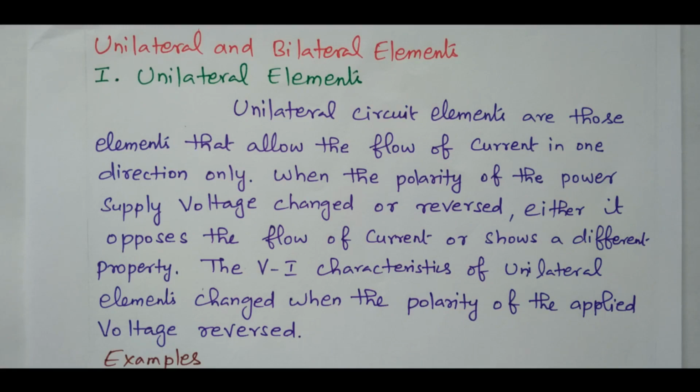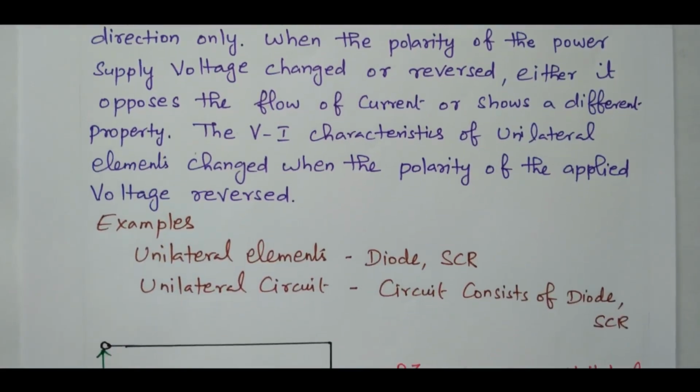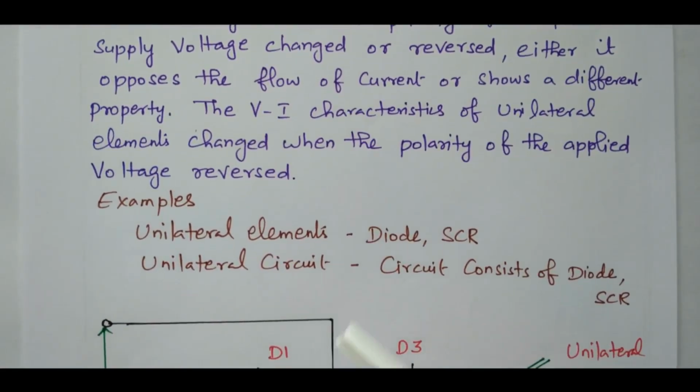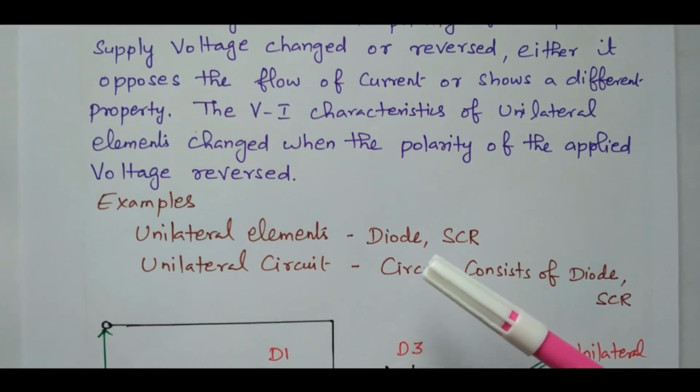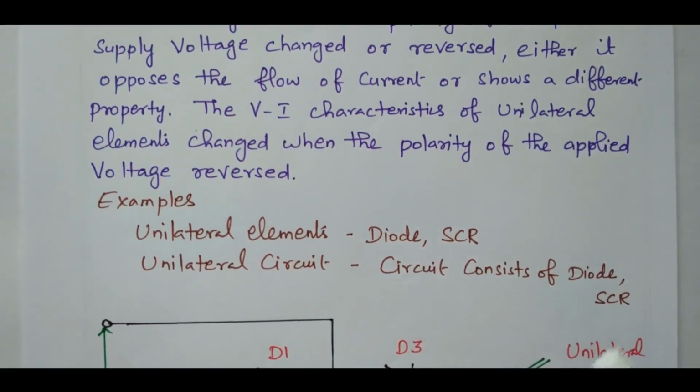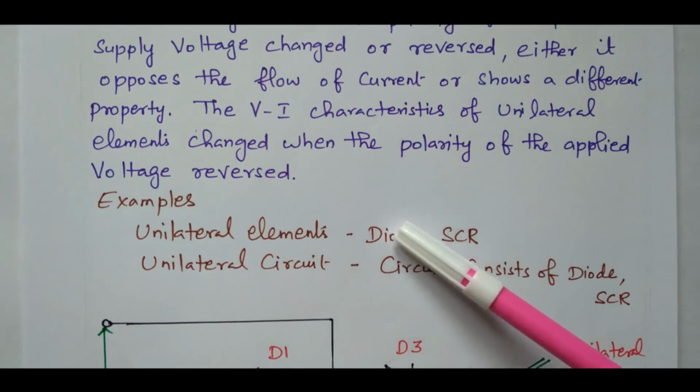Right? So the example for this unilateral element is the diode. We know forward bias and reverse bias. If the anode is positive with respect to the cathode, this is forward bias. If the anode is negative with respect to the cathode, it is reverse bias. During forward bias, conduction is there, but during reverse bias, there is no conduction. So while changing the polarity, the property of the diode also changes.